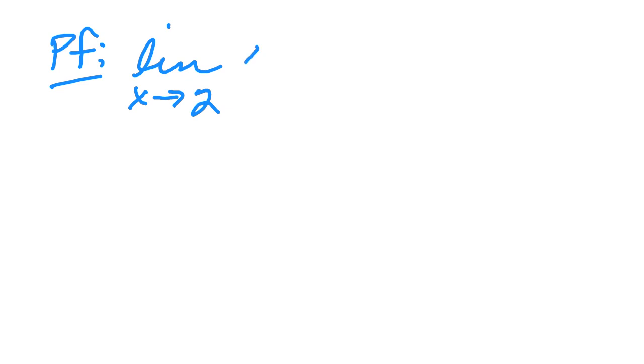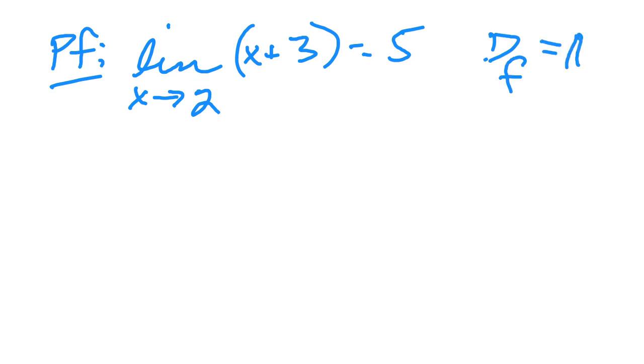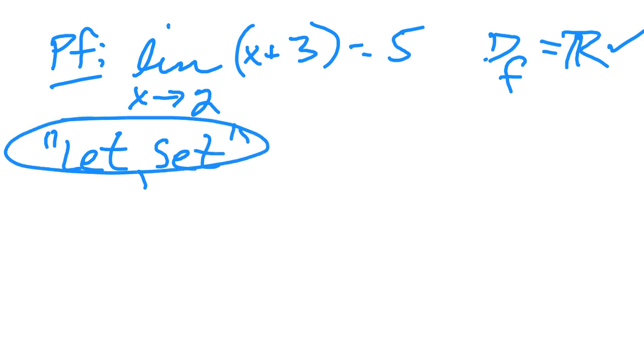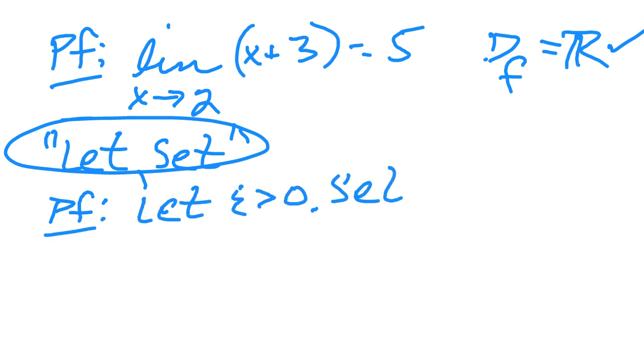So now I'm going to prove it. Proof. The limit as x approaches 2 of x plus 3 exists and equals 5. First of all, the domain of f is all real numbers. So we got that, we're defined. And then this is what we're going to do: let, set. That's my key here. So proof. Let epsilon be greater than 0. Set delta equal to epsilon.